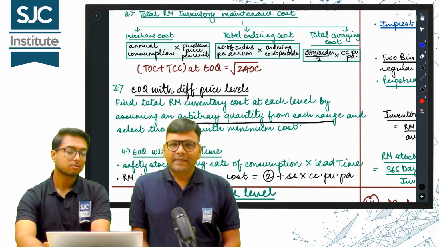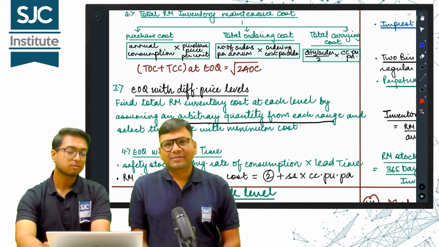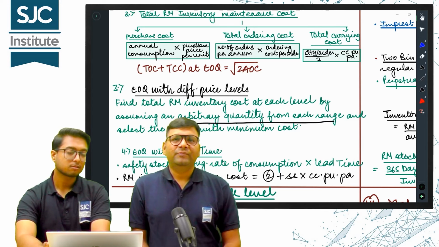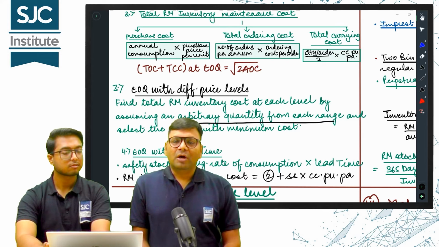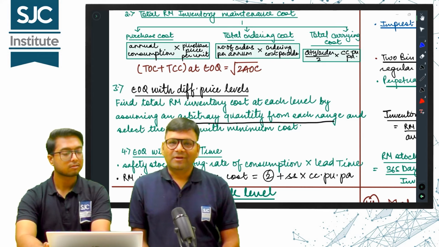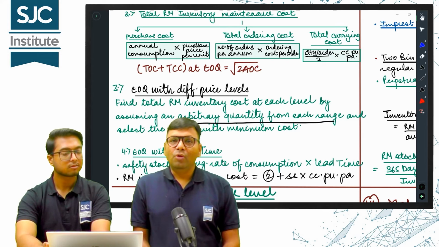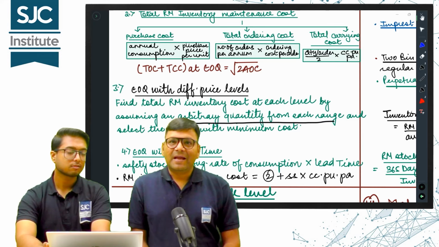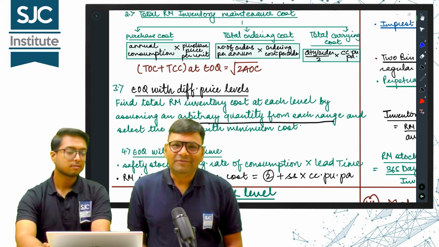There is another way to calculate a combination of total ordering cost and carrying cost, and it is done by root over 2AOC. This time we are not dividing it by C, we are multiplying AO with C. So this gives your combined total ordering cost and carrying cost. Remember, this is applicable only when your quantity per order is equal to EOQ. If supplier's offer is given, then you cannot calculate your total ordering and carrying cost using this formula. Total ordering and carrying cost is also called as total relevant cost.